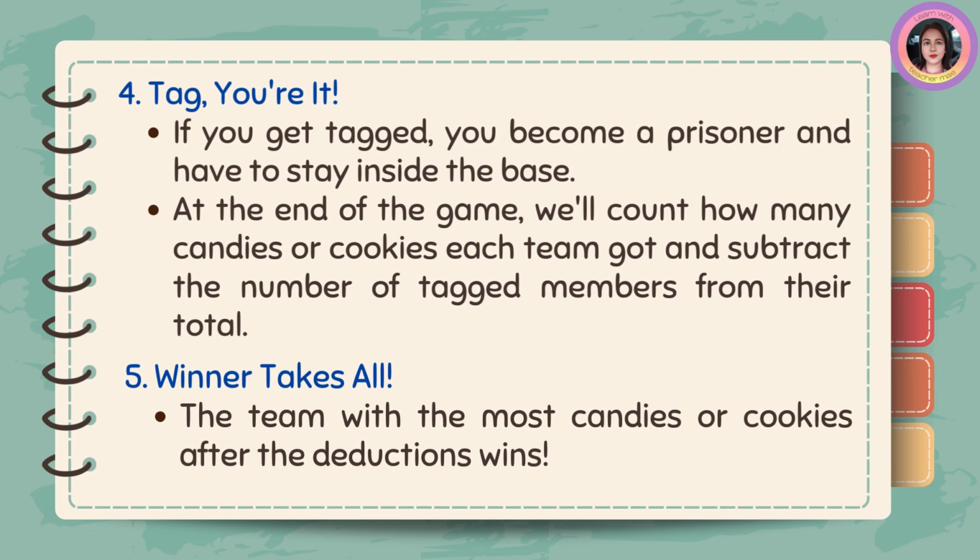Number 4, tag, you're it. If you get tagged, you become a prisoner and have to stay inside the base. At the end of the game, we'll count how many candies or cookies each team got and subtract the number of tagged members from their total. And number 5, winner takes all. The team with the most candies or cookies after the deductions wins.